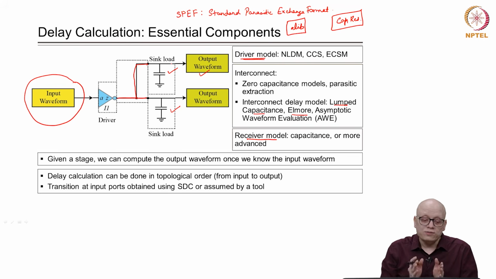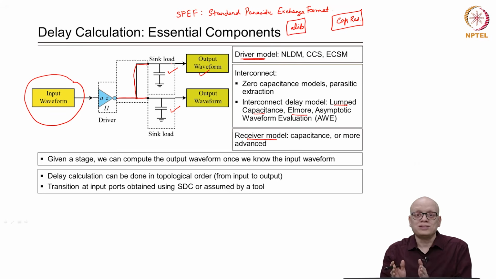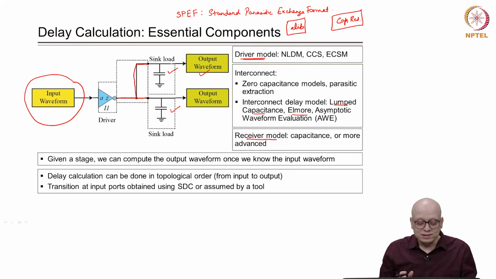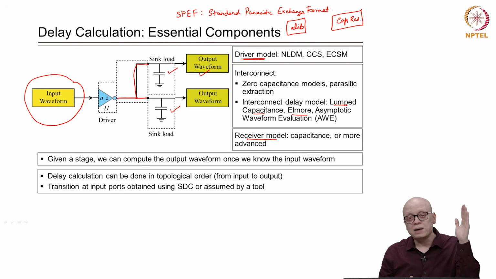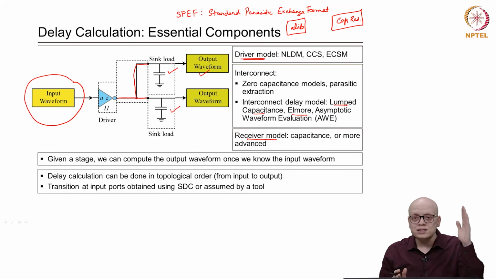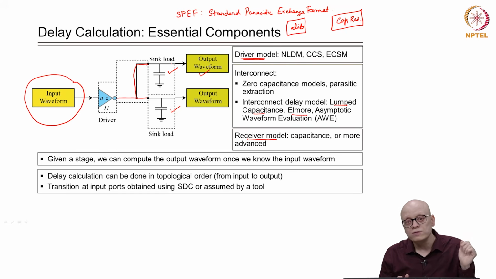So, if we need an input waveform for a stage, then we cannot arbitrarily do the delay calculation. It has to be done in some topological order. As the transition at the input ports, we typically assume something, or as a designer we can set it using some constraints that we will discuss later. So, the transition or the shape of the waveform at the input ports is known to the delay calculator too.